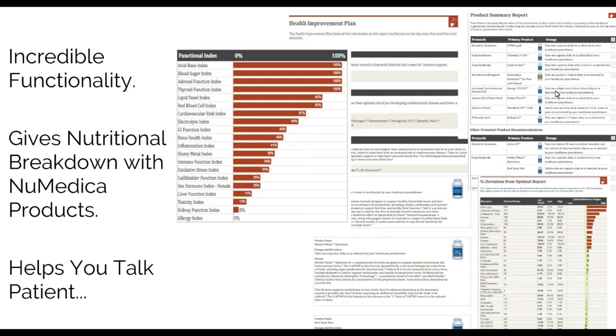But it narrows it down. It narrows it down and helps to give you a more finite direction. And the beautiful thing is, what I love is there's a report called the Functional Index Report that breaks down all of the systems.